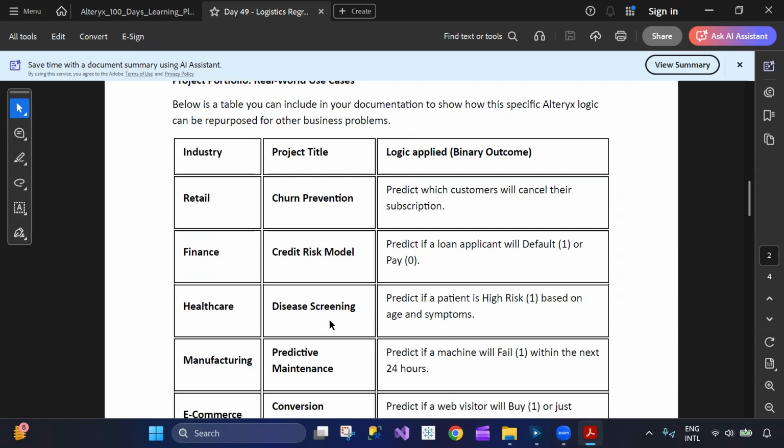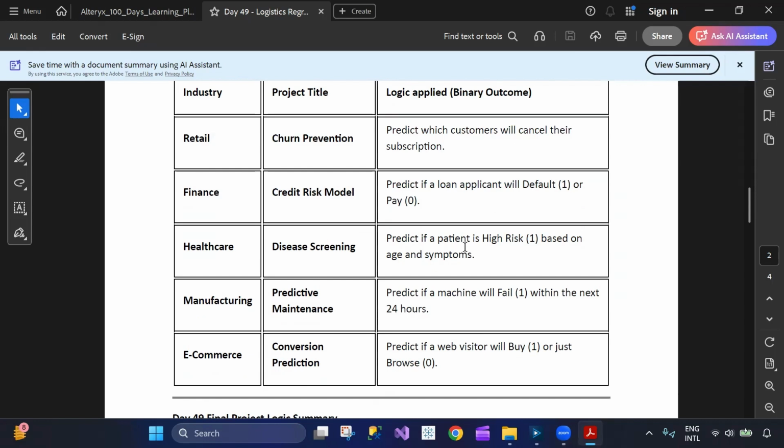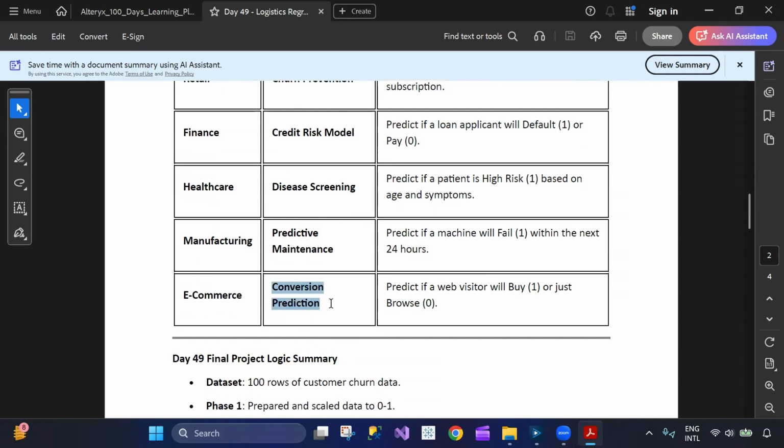Healthcare, like disease screening, where you want to understand whether the patient is high risk or low risk, based on age and symptoms. Manufacturing, whether a machine will fail within the next 24 or 48 hours, depending on the kind of project we are working on. And e-commerce, conversion prediction. If I'm buying some product at a store, they would like to understand whether this customer will visit the store again or not, or whether that customer will buy that product again or not.